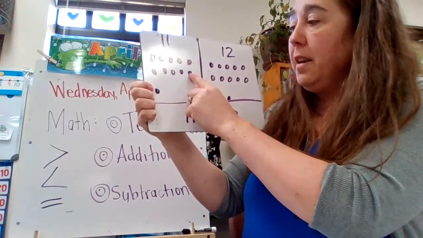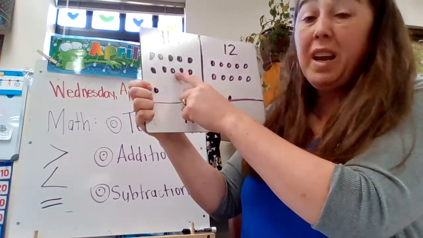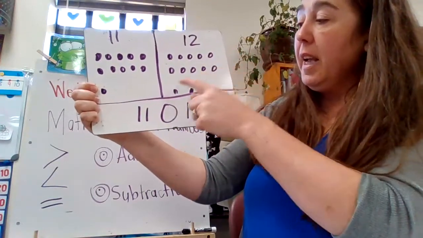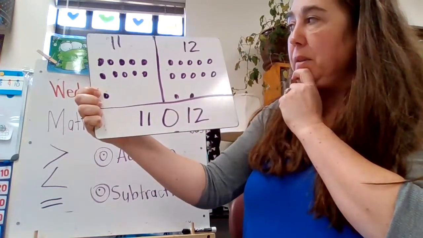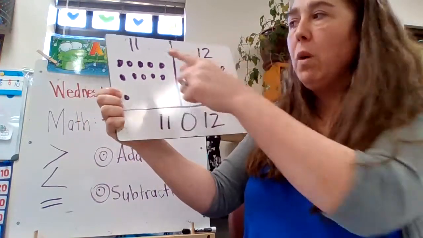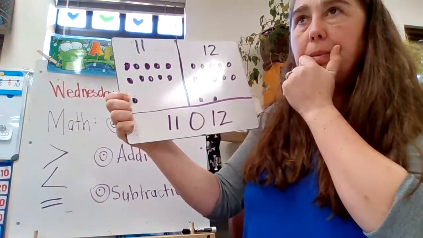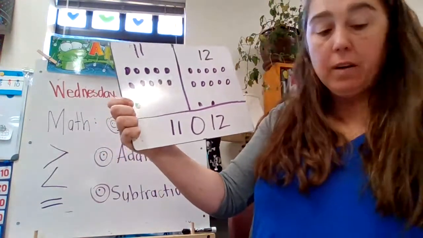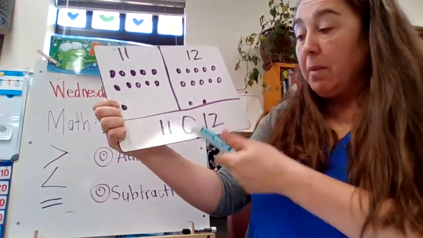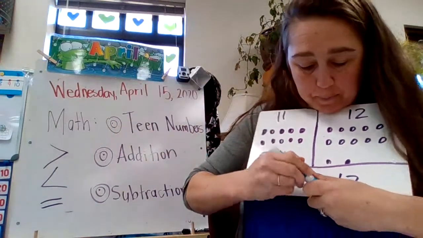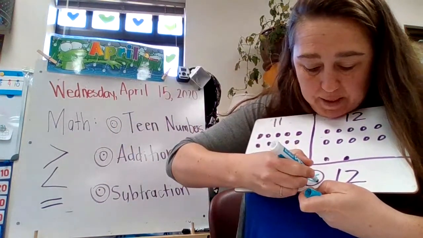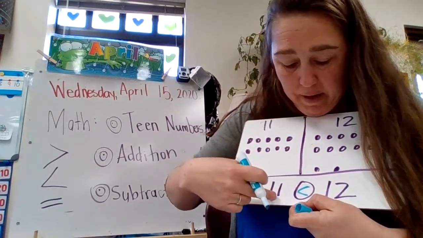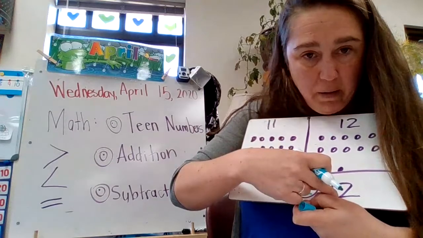This is 10, 11. So 10 and 1 more is 11. This is 12. 10 and 2 more is 12. What is greater, 10 and 1 more or 10 and 2 more? That's right. If you said 10 and 2 more, that is greater. So what I need to do is I need to figure out my symbol. So here, I would say that 12 is the greater number. Now, if I read this sentence, it will say 11 is less than 12.